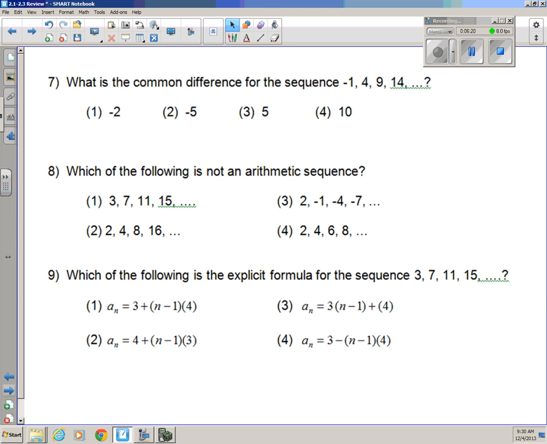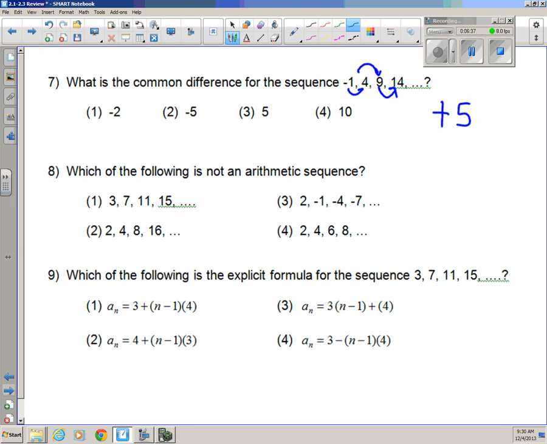We're looking for the common difference. It's a multiple choice question of this particular sequence. So hopefully you notice, and I'll use the positive numbers because I think they're just easier to work with, but from 4 to 9, I'm increasing by 5. From 9 to 14, I'm increasing by 5. And in fact, from -1 to 4, I'm increasing by 5.